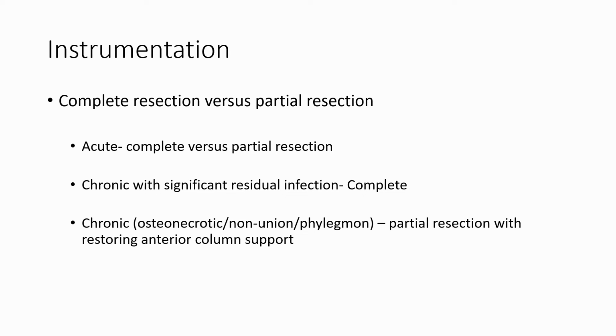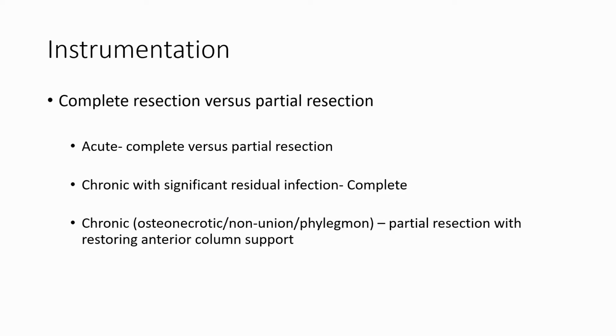In terms of acute versus chronic, if you have an acute case, it's almost like cancer or metastatic cancer. We're moving more towards just stabilize and then getting the infection off the neural elements and then treating with the antibiotics. So in acute cases, either do complete resection or partial resection depending on the scenario. In chronic cases where there's still residual infection, meaning there's still pus in the bone or soft tissues, those are cases where you want to do a complete resection, get all of it out.